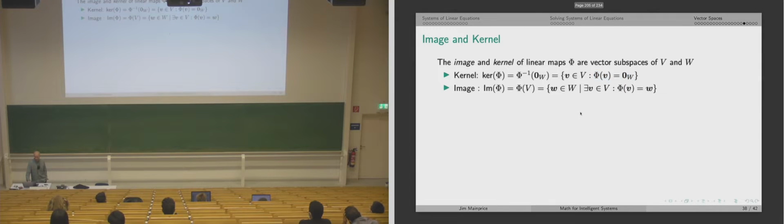And now, for the image, it's all the vectors in W such that there exists a vector in the domain that is the result of applying the transformation. So that's why it's called the image. It's whatever vector in W that is the result of the transformation of all the vectors in V. So that's why you meant the span of V, but by applying the transformation.